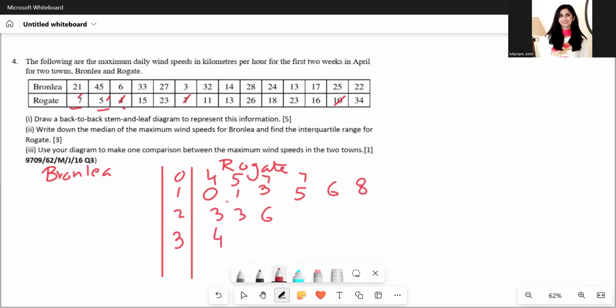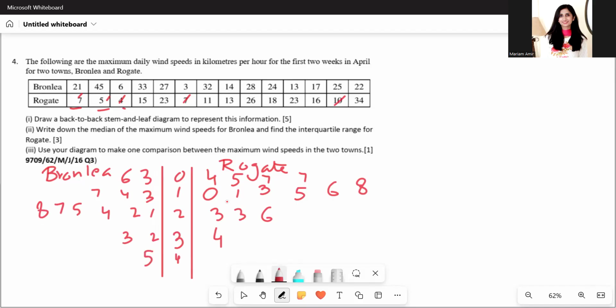Okay, do the same for Bronla. The lowest value is 3, so 0, 3. Then we have 06 as well, so 6. Then we have 13, 14, and 17. So 3, 4, 7. Then we have 21, 22, 24, 25, 27, and 28. And then we have 32, 33, and then we also have 45.